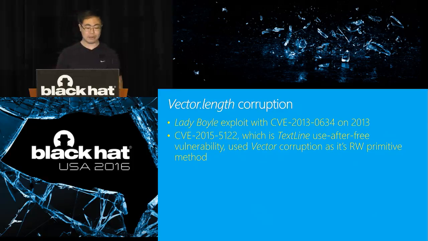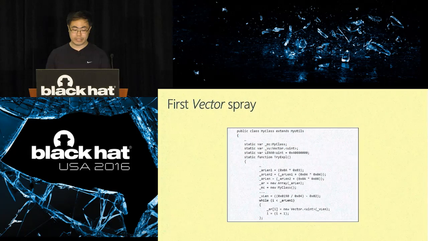So first, vector length corruption. This one came from around 2013, and it was used for about 2 years. It's a long time, and Adobe finally fixed it last year, and Adobe blogged about it, and GPZ blogged about it too. You can find a very detailed explanation from those resources. We are going to go into just one example from the most recent one, CVE-2015-5122. This one used a use-after-free vulnerability, actually.